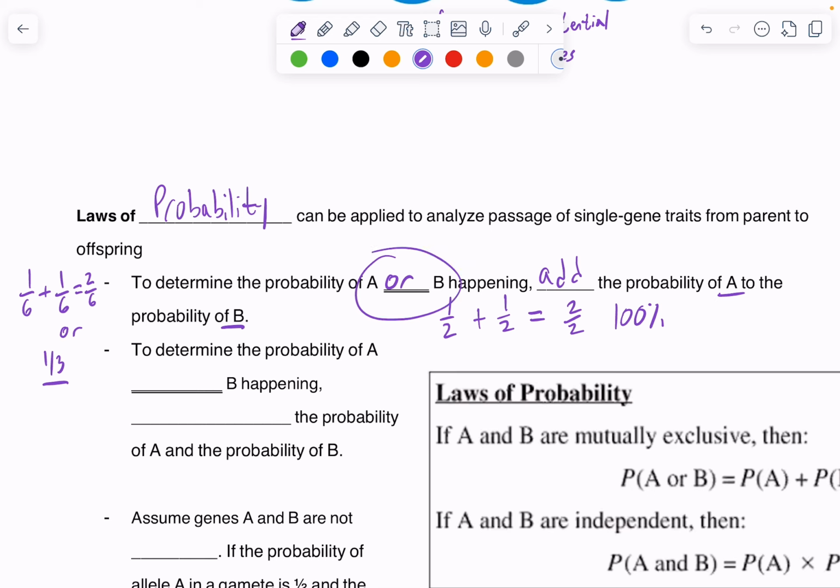We'll see this in genetics, like what's the probability of getting red hair or a long index finger? So you look at your Punnett square, you see the probabilities for both, and then determine that.